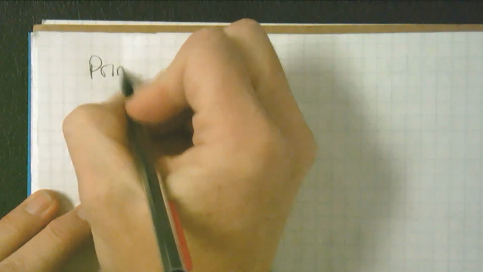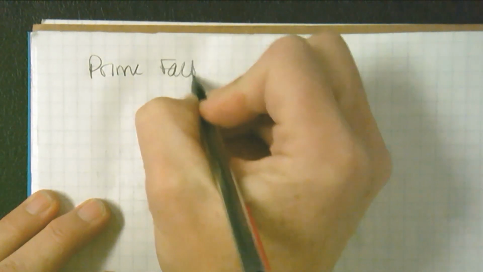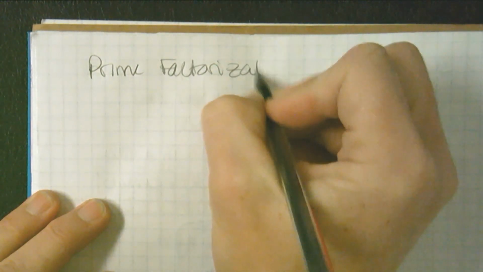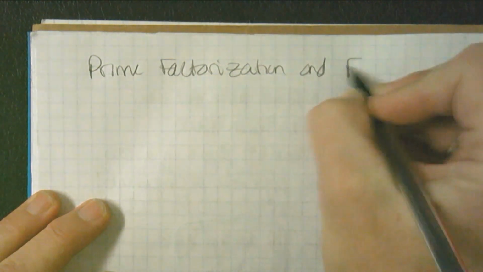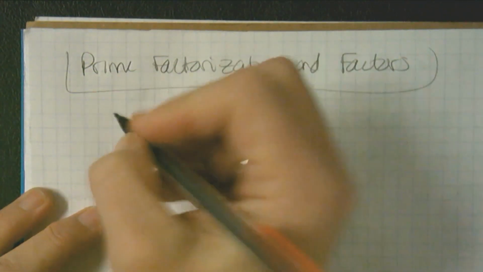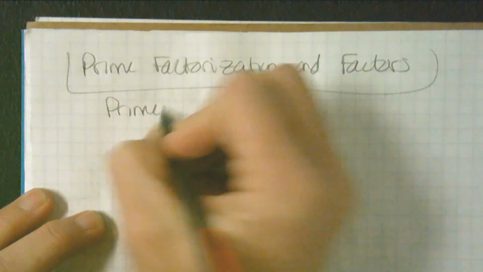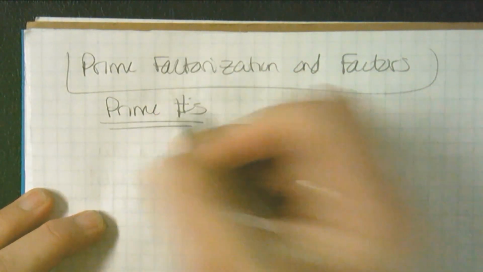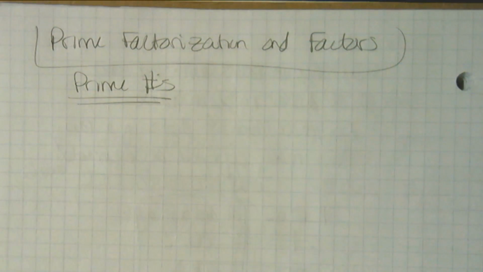So now we're going to be using factors to write our prime factorization. So prime factorization and factors. Now to do that, I need to talk about prime numbers, because in prime factorization, we use prime numbers.